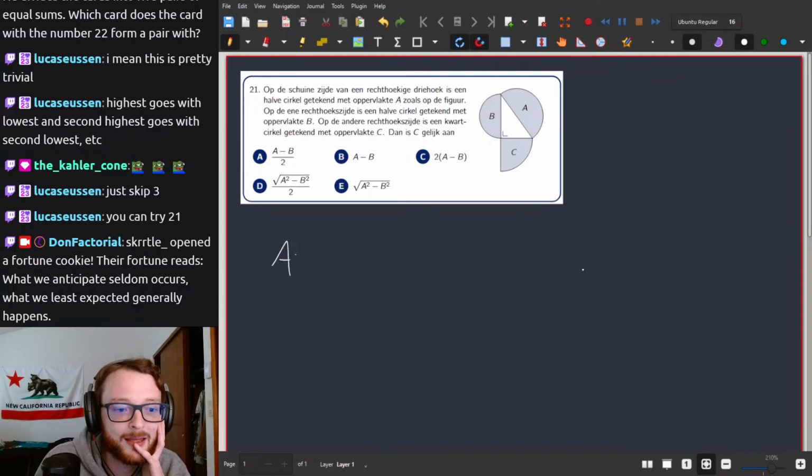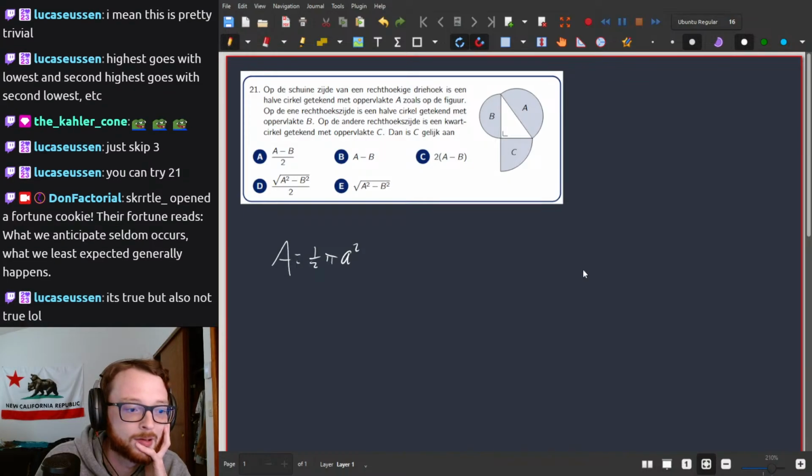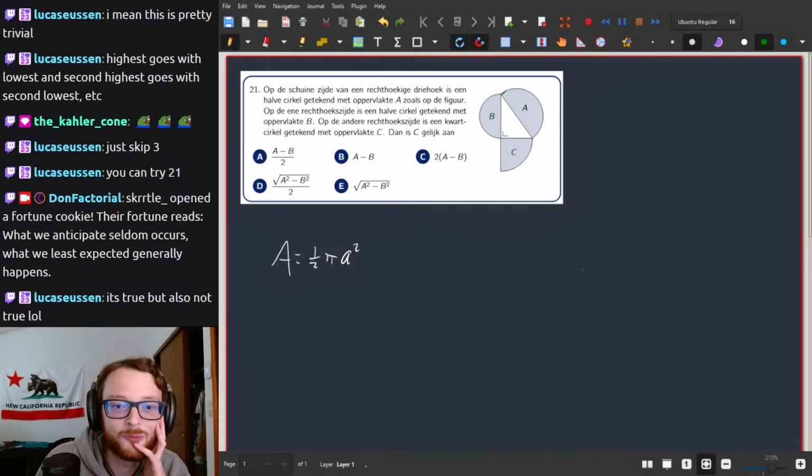So we know that A is equal to, say, 1/2 pi small a squared. It's true, but also not true. Yeah, exactly. And I guess I'm saying small a. Ooh, I guess small a is this length. And so small b is going to be that length. And small c is going to be that length.